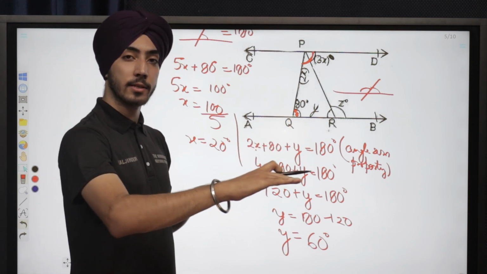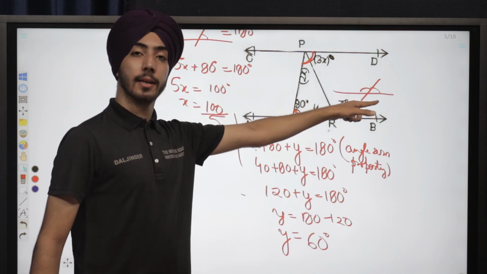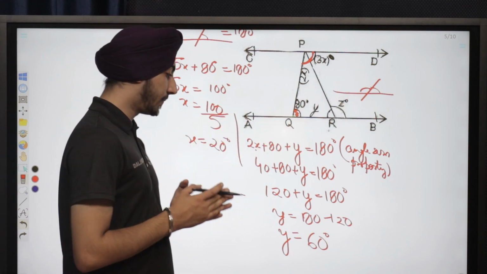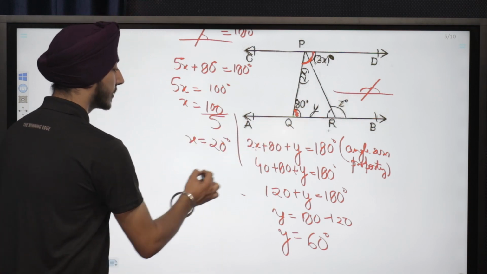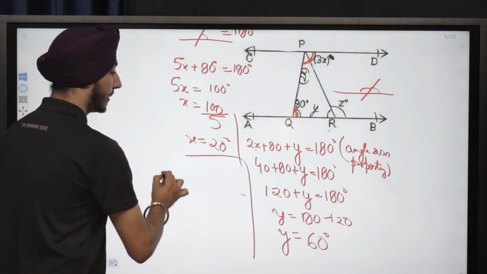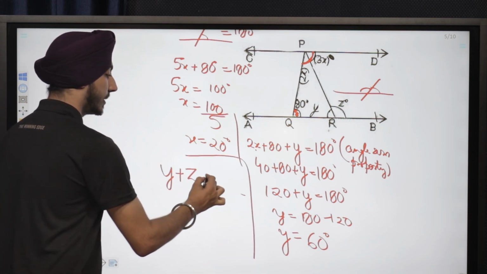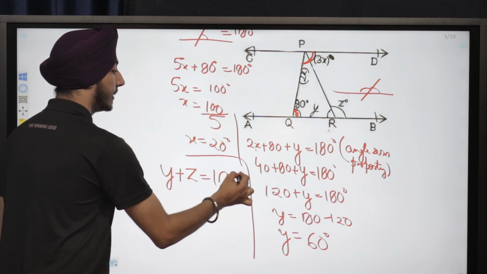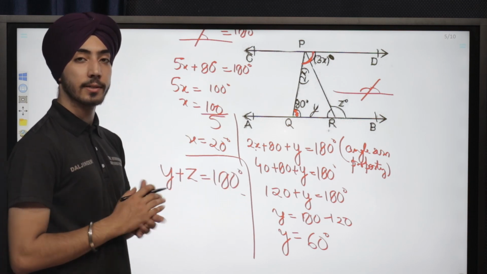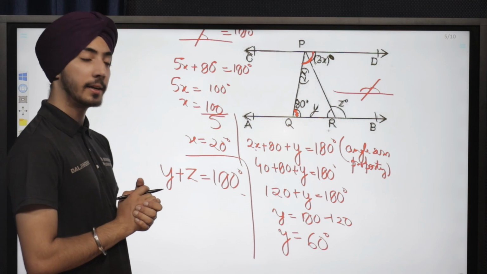Linear pair means, linear means straight. So if two angles are formed on a line, their sum is always 180 degrees. So what are we going to write down? We are going to write down here angle y plus angle z equals 180 degrees. And a linear pair always gives you a straight line. A straight line's angle, or straight angle, is 180 degrees, right?